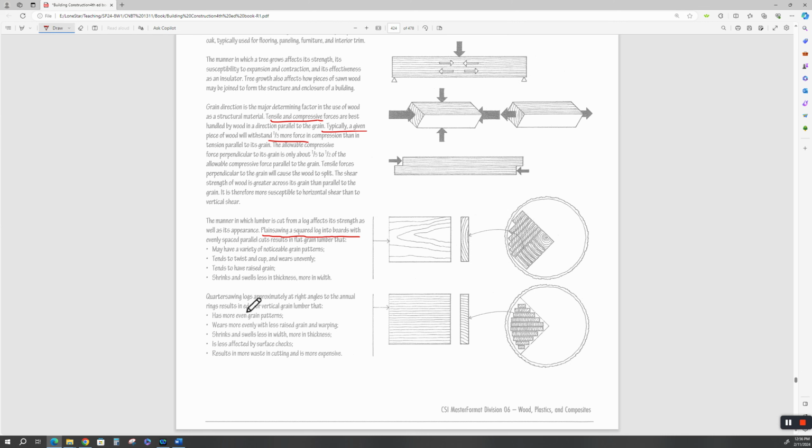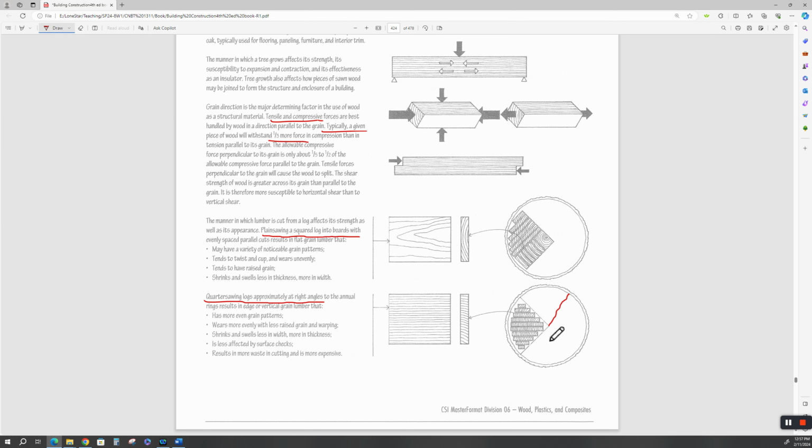All right. Now, in quarter sawing, you're trying to go in at right angles to the annular rings. So if these are the rings, you can see the rings here. All right. You're trying to come in at right angles. You want to come straight in and cut like that. So they call it quarter sawing because you're quartering out a piece of this pie.